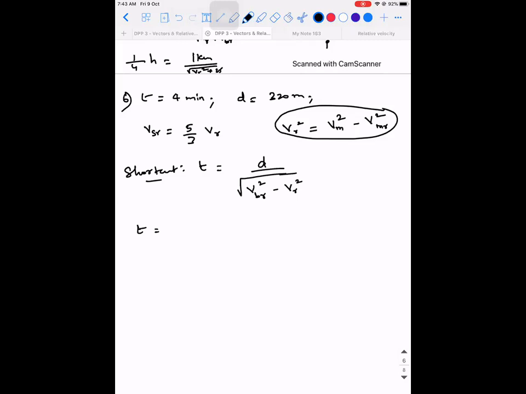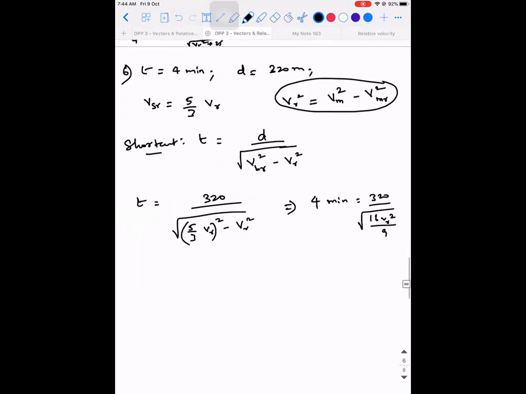So what will be the time? Time will be equal to 320 divided by root of, what is VBR? VBR is nothing but VSR here. That is 5 by 3 times VR square minus VR square. So the time taken is 4 minutes, guys. So 4 minutes is equal to 320, in meters, divided by root of 25 by 9 VR square minus VR square, which is 16 VR square by 9. Squaring on both sides, 320 into 320 divided by 16 VR square by 9. This will go 20 times.